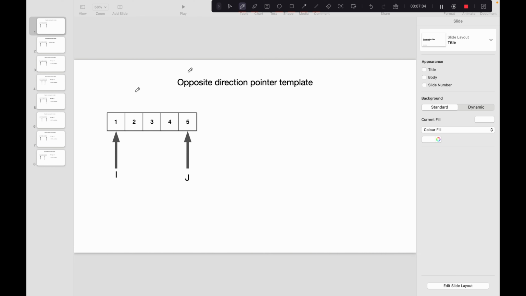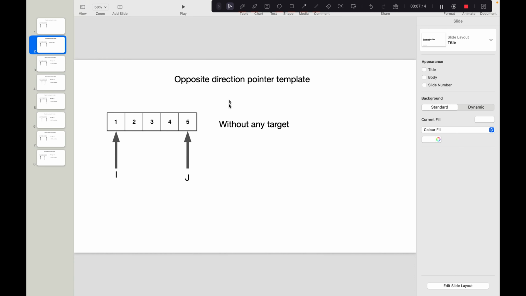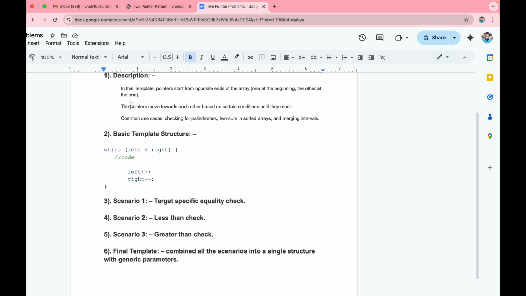Okay. So this is our draw. We will move like this. And let me go to the next slide. Okay. So the first one is without any target. This particular statement is saying that if we have any particular criteria or target, in that case we will use this particular template. But this is not necessary actually. This template also has a basic structure.